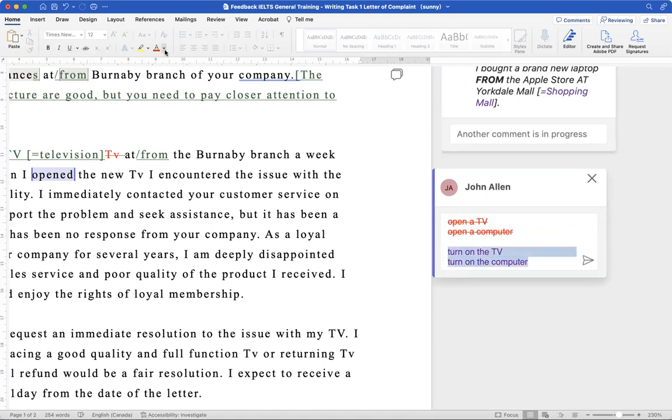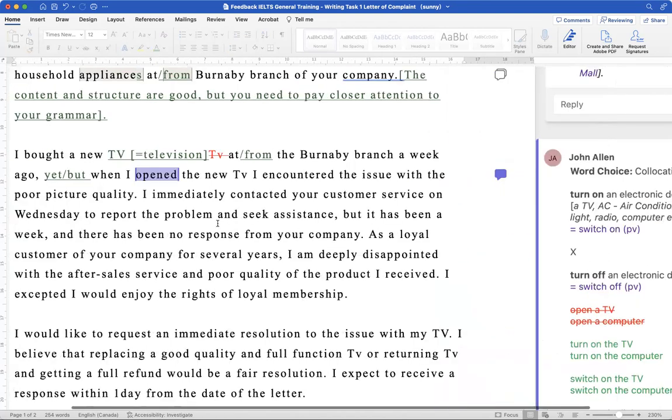Okay, these are fine. Or you can say switch on the TV. Or you can say switch on the computer. Or you can say turn on the lights. Or you can say switch on the lights. Or you can say turn off the lights. Or you can say switch off the lights. These are some possibilities. Okay.